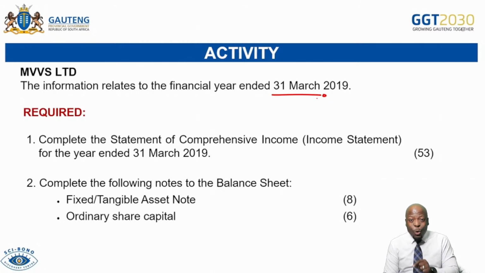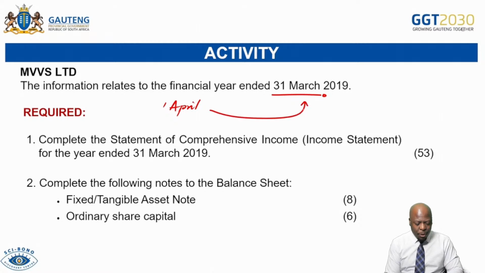So here our financial year is ending on the 31st of March. We are used to one starting in March and ending in February, but this one is ending in March. That means it begins on the 1st of April 2018, because remember, it is ending on the 31st of March 2019. Then we have to complete the statement of comprehensive income, and we have to do these notes as well.